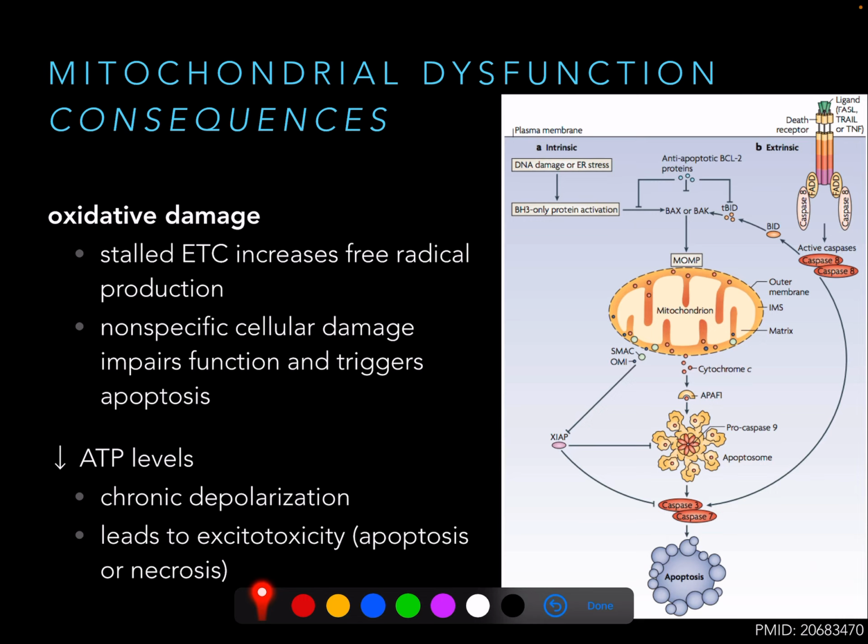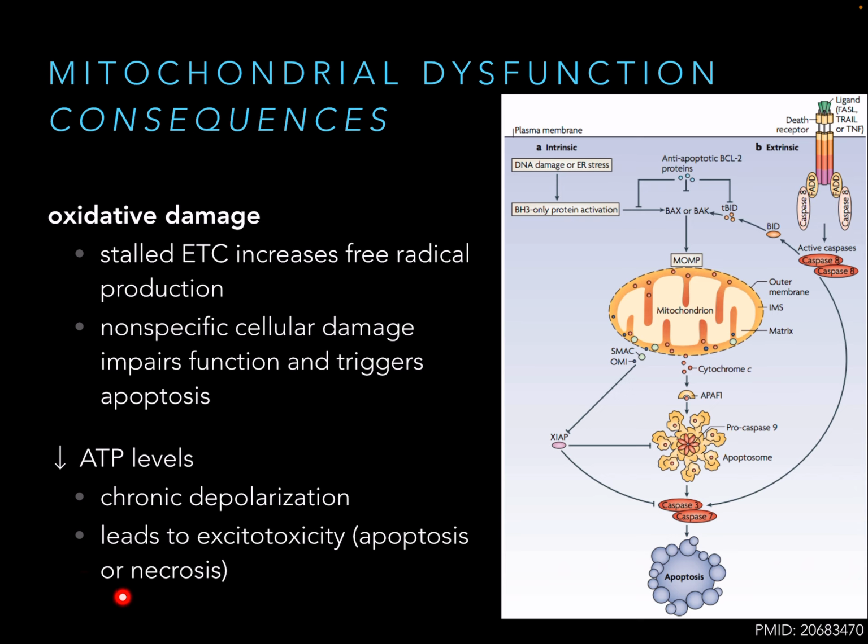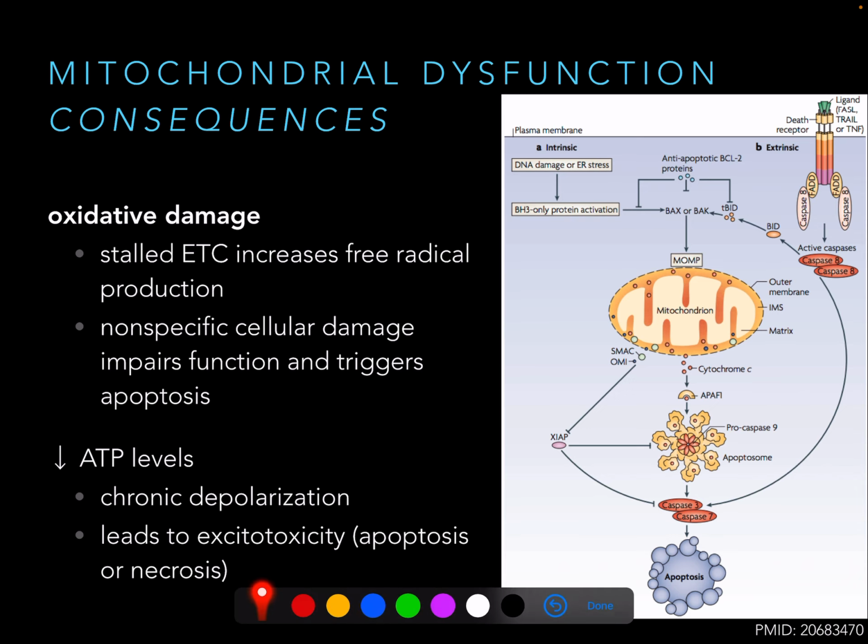Either we have leaky mitochondria that don't make enough ATP, leading to chronic depolarization, that then causes excitotoxicity, that is glutamate toxicity. The other option is, well, if our mitochondria just aren't working well enough, aren't working fast enough, let's say because of ischemia, then we're going to get oxidative damage. We make all those free radicals, and then they non-specifically damage the cell. And if you damage the cell enough, that triggers apoptosis.